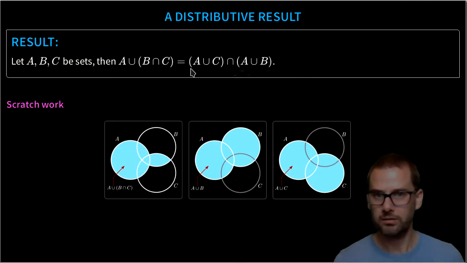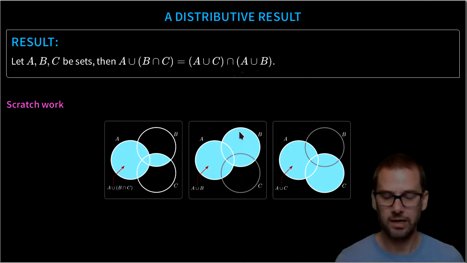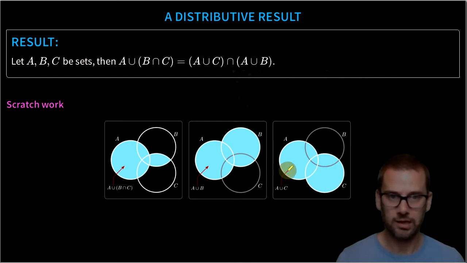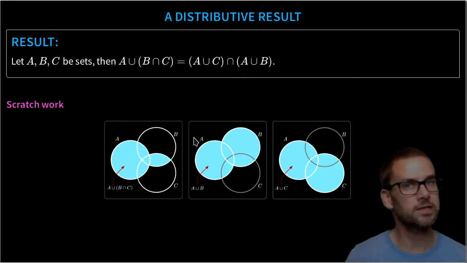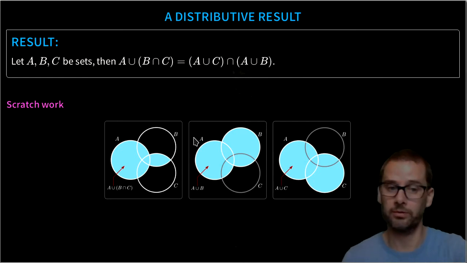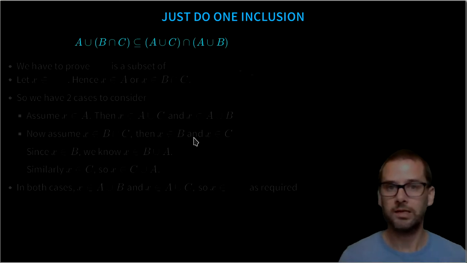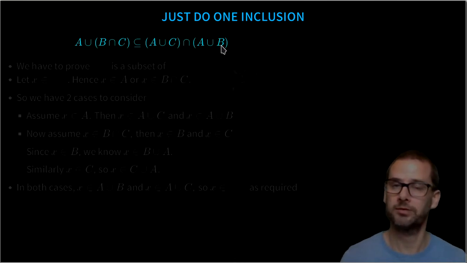On the other hand, the right-hand side here, we can take A union C, that's all of this, and A union B, that's all of that, and their intersection really does look like it's going to be that. Okay, so this scratch work is just visualizing what's going on, but that's definitely not a proof. We still have to prove things. So let's only do one of the two inclusions, okay? So I'm just going to prove that the left-hand side is a subset of the right-hand side.